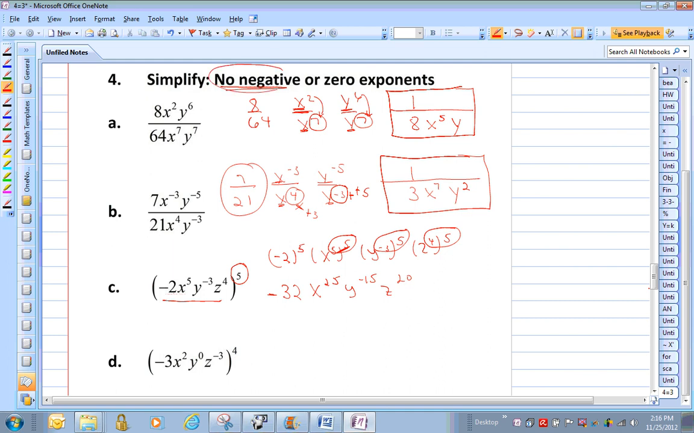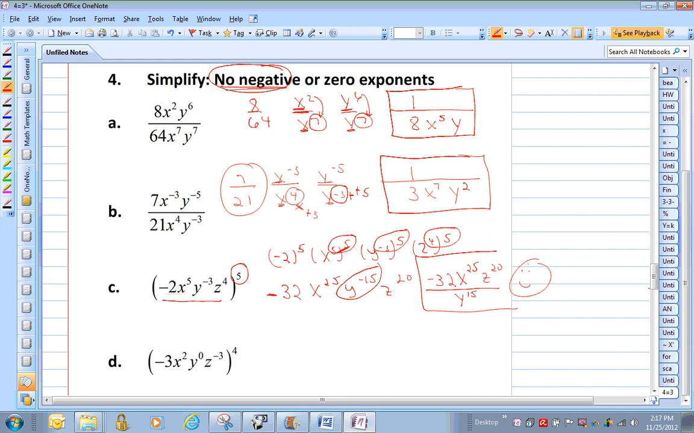Now, don't forget we said no negative exponents, so we have to take care of this term right here because it is negative. Negative 32 is not an exponent. There is no problem with negative 32, just with negative 15 because it's an exponent. So your final answer here would be negative 32, x to the 25th, z to the 20th, and we would move y downstairs and make that a positive 15. And that would be your final answer. Go Bearcats.